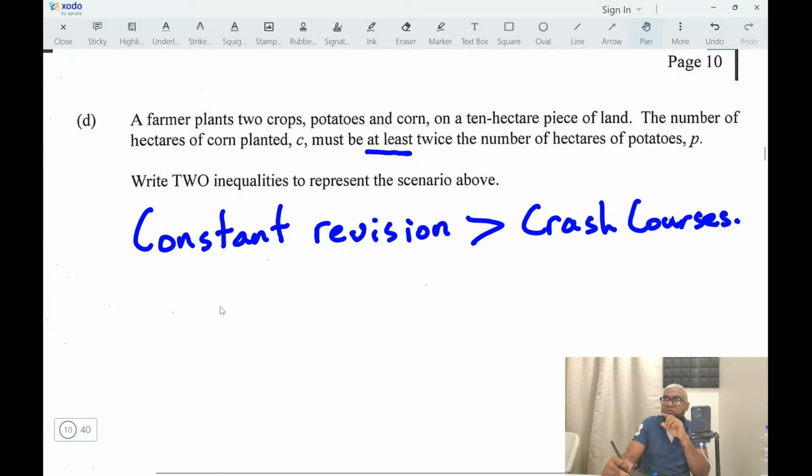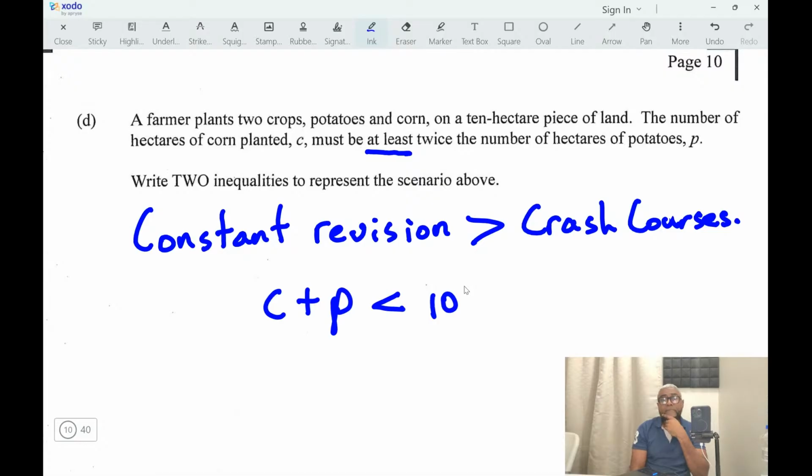So basically, if you plant two crops on a 10-hectare piece of land, it means that your corn plus your potatoes must be less than or equal to that 10 hectares. Corn plus potato must be less than or equal to the 10 hectares of land.